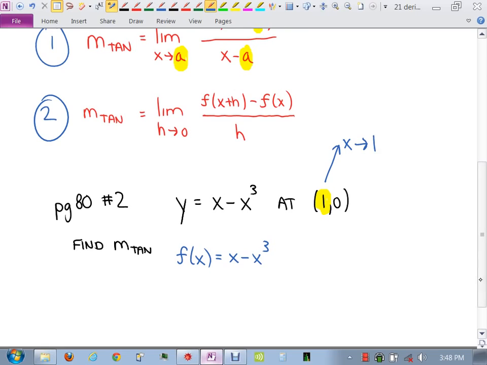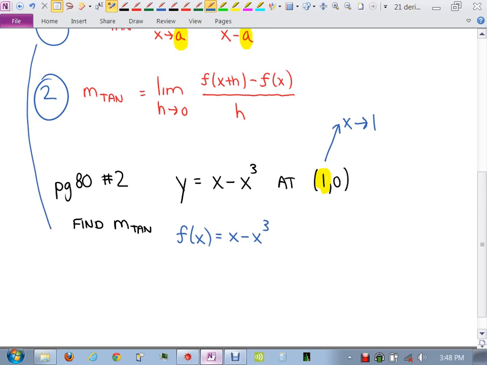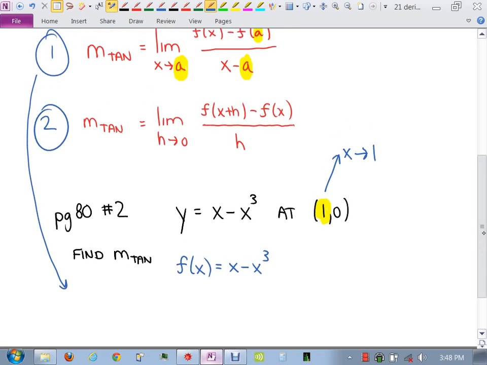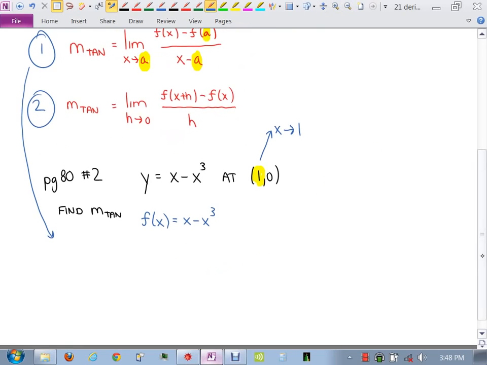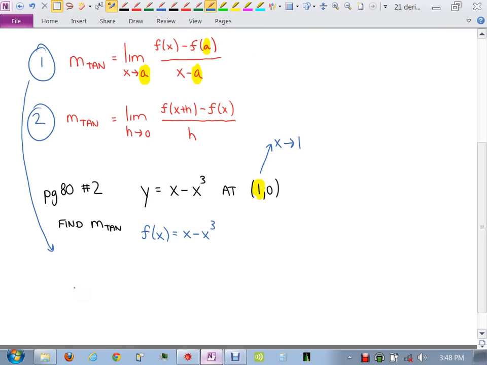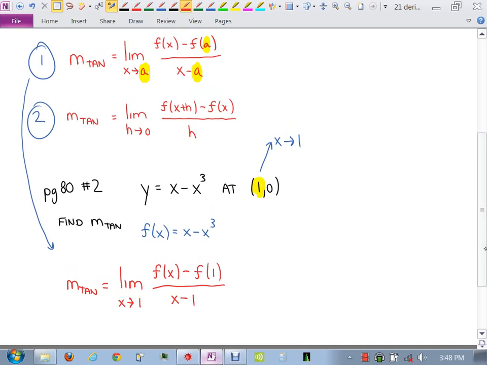So let's write out the formula for it then, using this equation up here. I'm going to have to zoom out a little bit. The slope of the tangent line will be equal to the limit as x approaches what? 1 of f of x minus f of 1 over x minus 1. That's what I'm trying to compute. Does that make sense to everyone? Anyone have a question on where any of that came from?